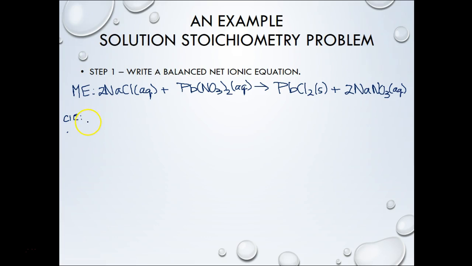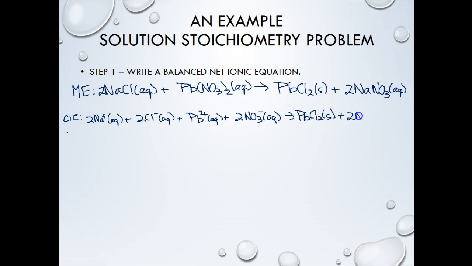2. Okay, so when we do the CIE, we have 2 Na+ aqueous plus 2 Cl- aqueous plus Pb2+ aqueous plus 2 NO3- aqueous, and that's going to give us PbCl2 solid plus 2 Na+ aqueous plus 2 NO3- aqueous. I squeezed it in. Good deal.